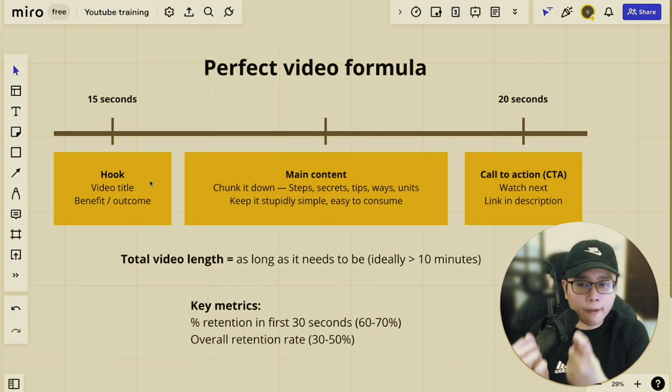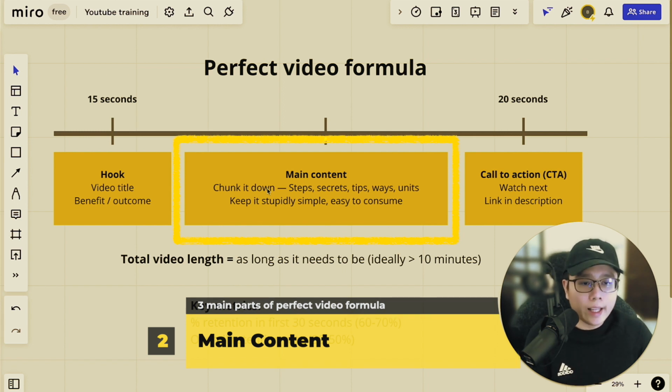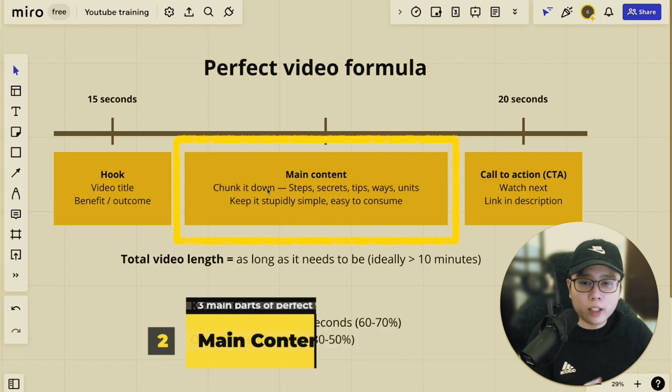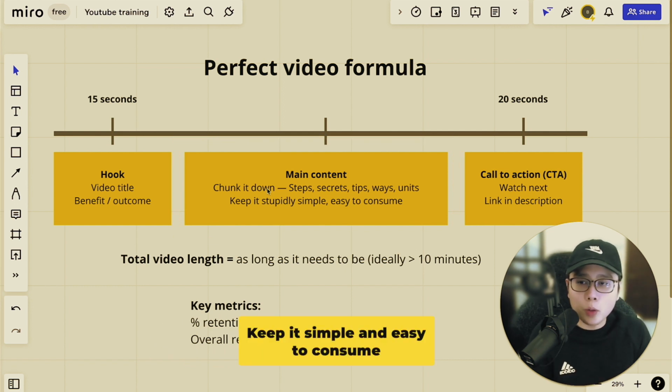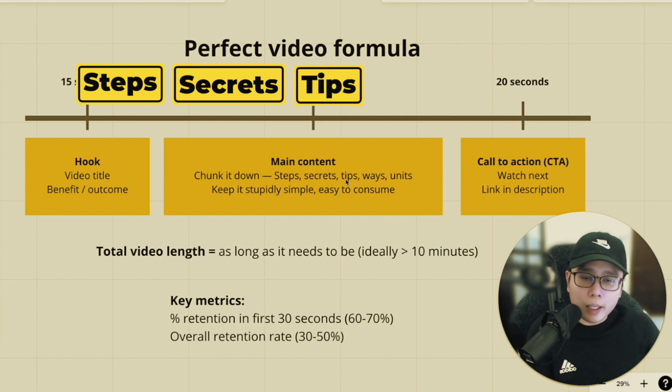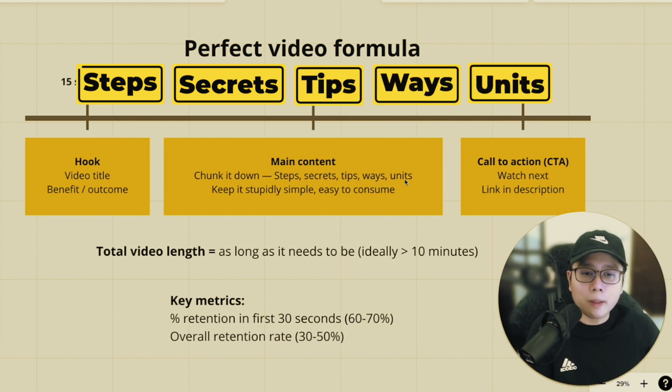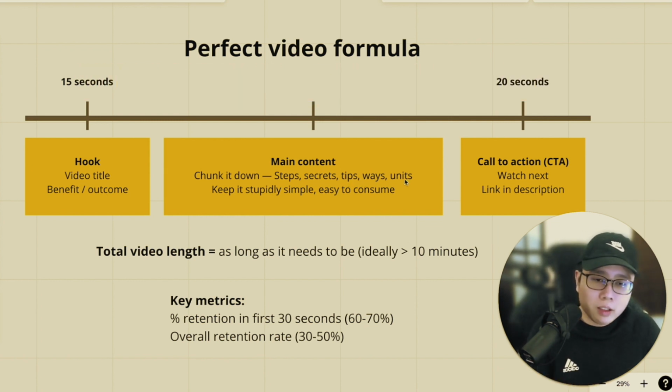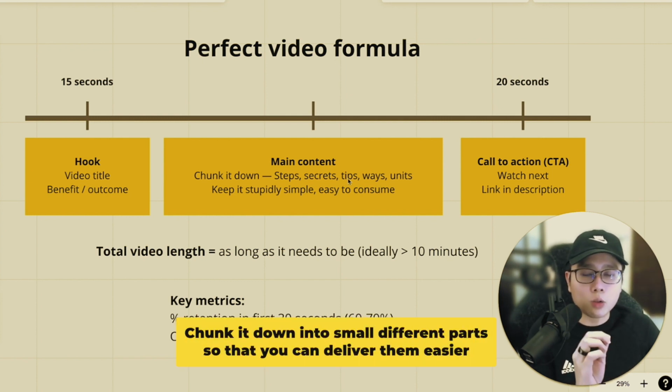So once you get the 15 second hook, you go into the main content here, and I want you to chunk it down into small little pieces so that it's more easily consumable by the viewers, right? Keep it stupidly simple and easy to consume. For example, you can chunk it down to steps, secrets, tips, ways, and units, right? For example, 5 exercises, 5 recipes, 7 books, depending on the units in your niche, right? 3 steps, 5 secrets, 7 tips, 9 ways to make money, you know, all of these chunk it down into small different parts so that you can deliver them easier, right?